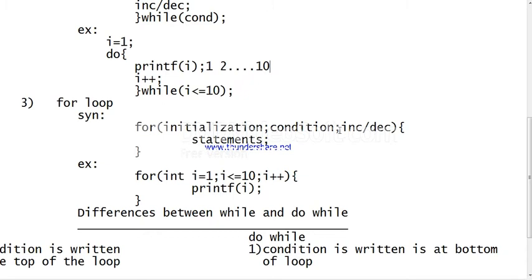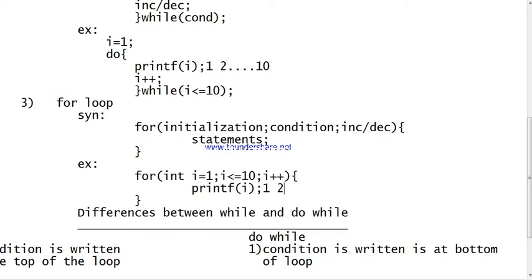Again it will be incremented or decremented, and again the condition is checked. This process continues till the condition becomes false. The example here is: for int i equal to 1, i less than or equal to 10. So 1 is less than or equal to 10, the condition is true. Next we print the i value as 1. Then the i value is incremented by 1 with i plus plus, now i becomes 2, 2 is less than 10, so 2 will be printed.